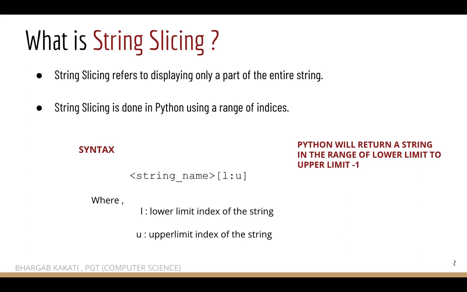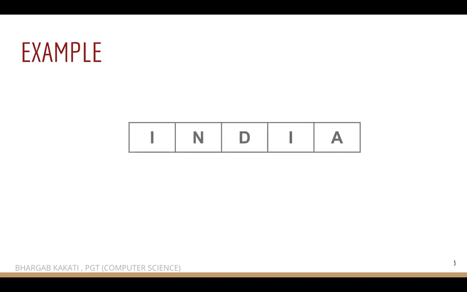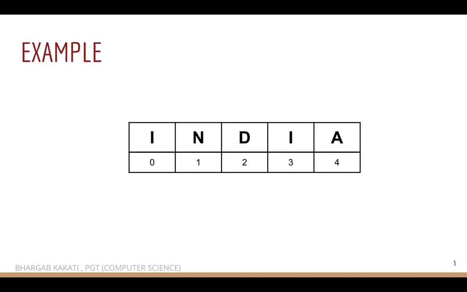Let's see what I mean by this statement with the help of an example. Let's say I have a string called India, and as I have already mentioned, each character of a string has a number associated with it. That number is known as the index. Here we have indexes starting from 0 to n minus 1, where n is the length of the string. What is the length of the string? How many characters are there? 1, 2, 3, 4, 5. So the length of the string is 5. So indexes will go from 0 to 4, that is 0 to length minus 1.